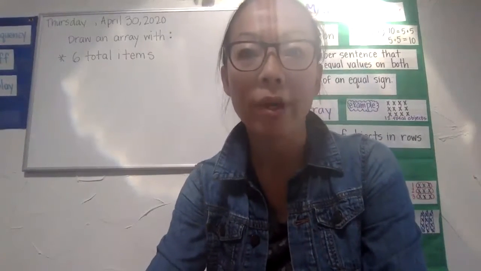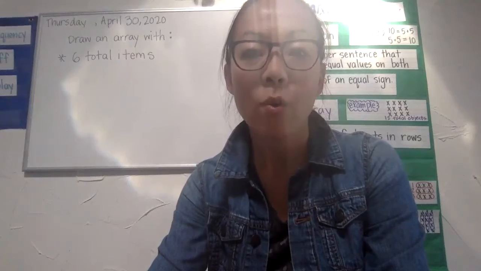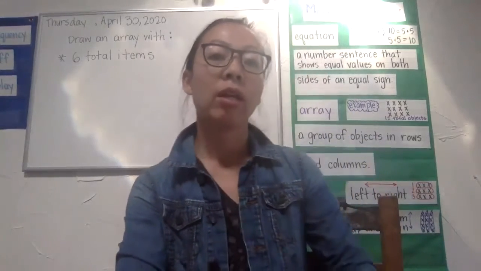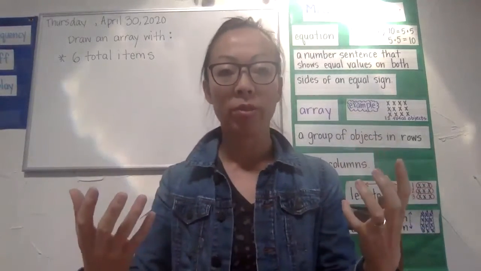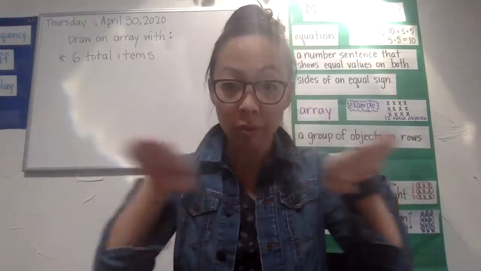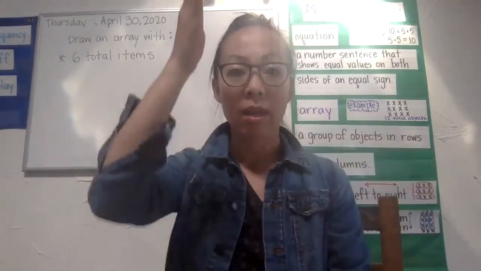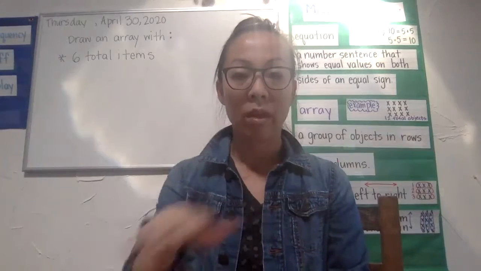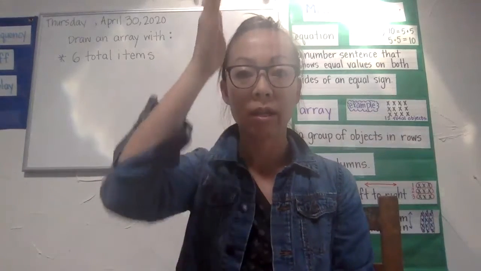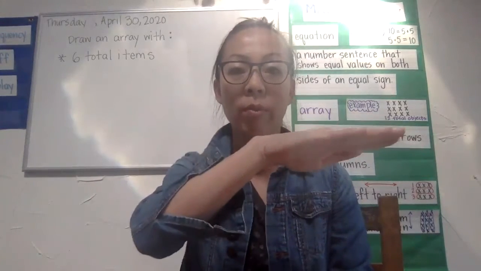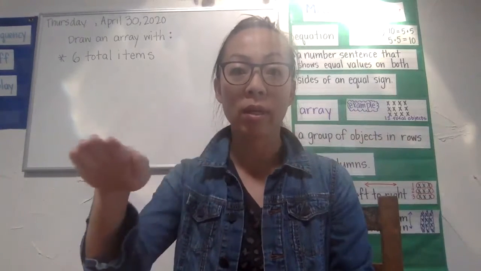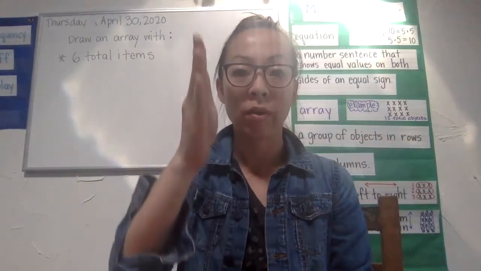Scholars, let's think about arrays now. Remember, with an array, we know that we're creating an object or group of objects that are in rows. Rows go side to side, and columns go up and down. So rows go side to side, columns go up and down. Remember, we can say rows are horizontal and columns are vertical. Those are our math terms.